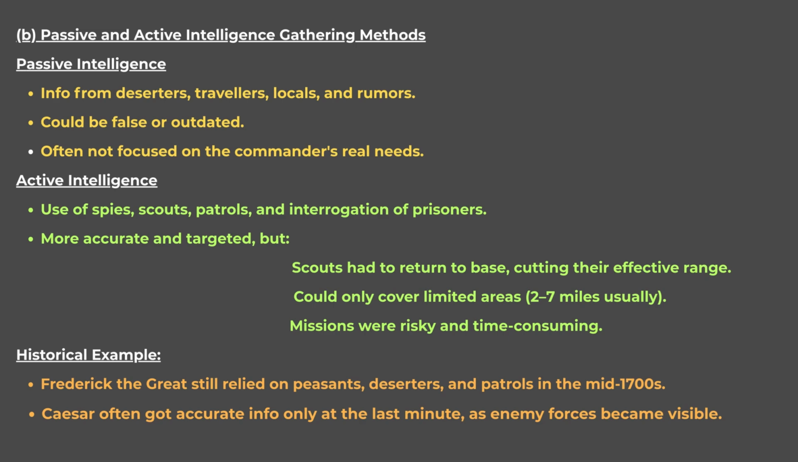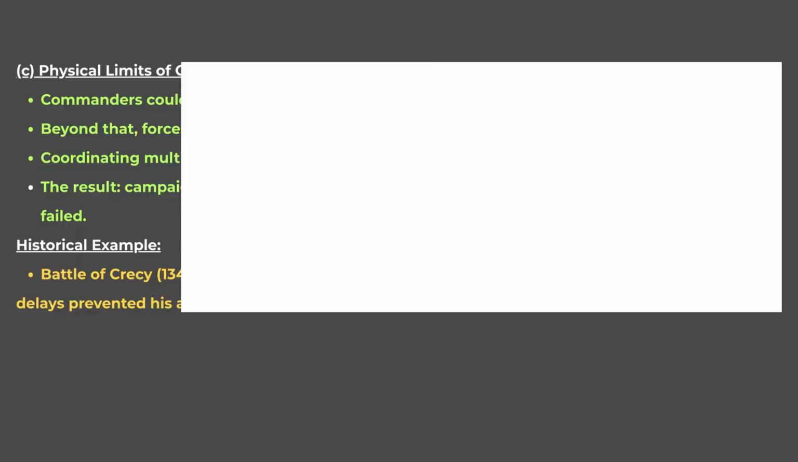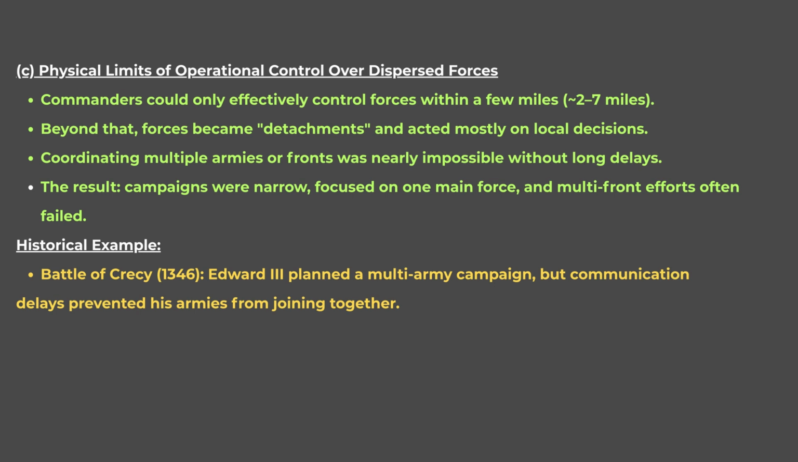Moving on to the third part of the question, that is about physical limits of operational control. Commanders could only control forces that were nearby, within a few miles. Anything beyond that range became detached and operated on local decisions. That meant coordinating multiple fronts or armies was almost impossible. Delays made unified action very difficult. For example, in the Battle of Crécy, 1346, Edward III tried to move multiple armies. But due to slow communication, they couldn't join forces in time. It became a solo operation.